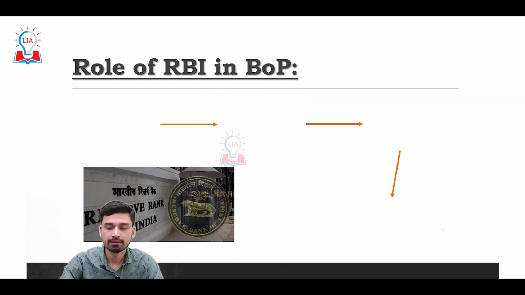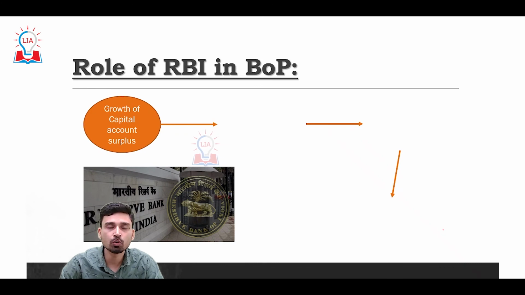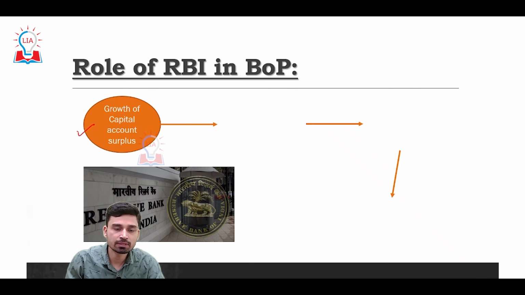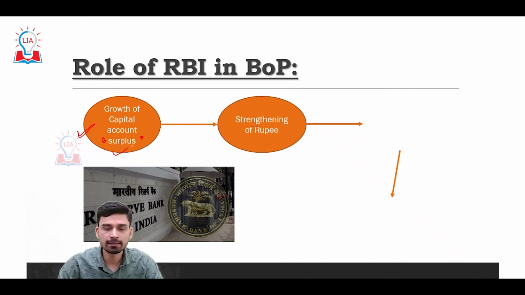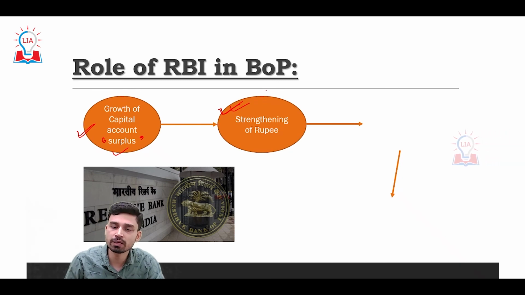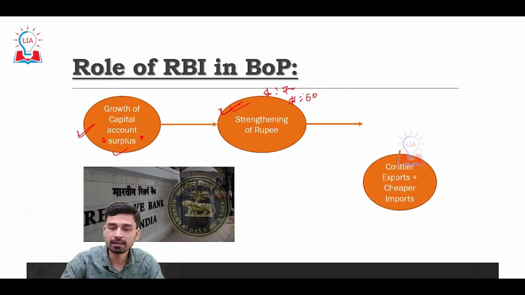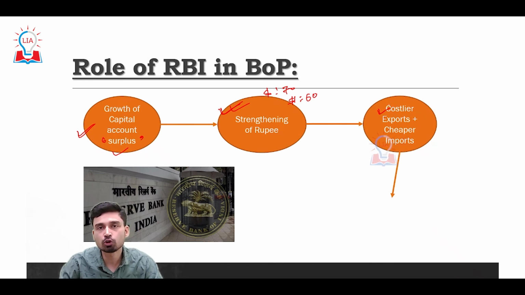Now the question comes: why does RBI intervene if we have growth or a deficit in the capital or current account? The simple reason is this. Suppose India's capital account is growing or has encountered a surplus, as in the last case. In that case the rupee, as we discussed before, will obviously start to strengthen, because more and more demand for the rupee is going on as compared to dollars. If the rupee is strengthening, that means earlier $1 was 70 rupees, now $1 will be somewhere about 60 rupees. In that case, exports will become much costlier, as well as imports will become much cheaper.